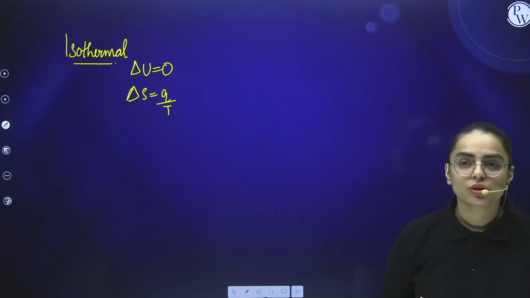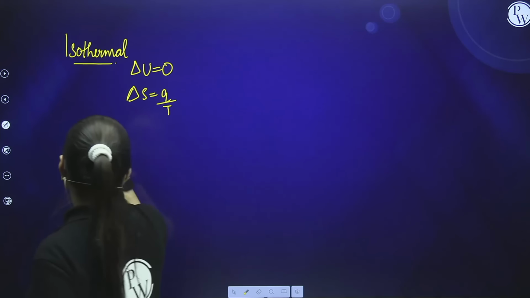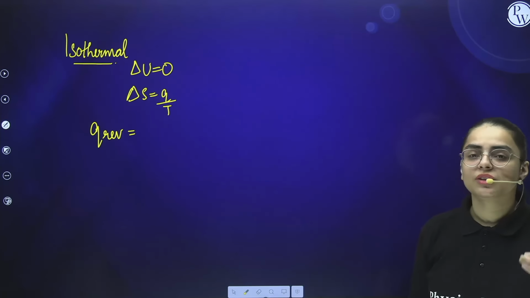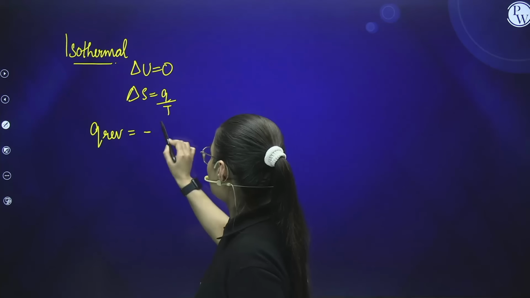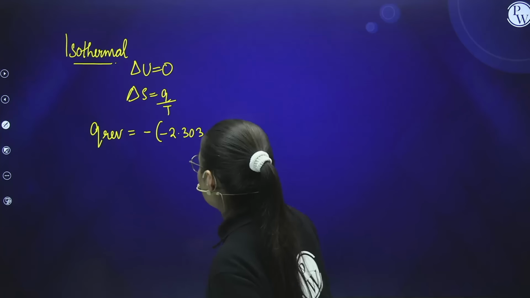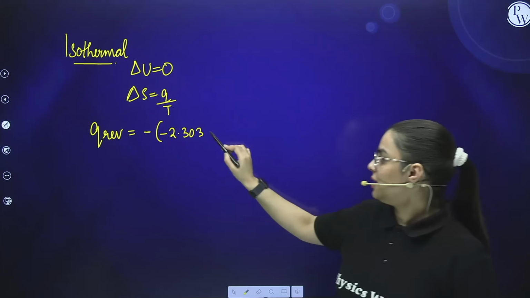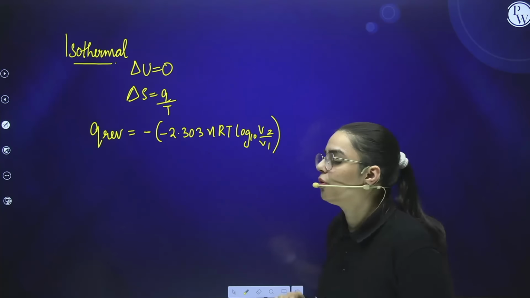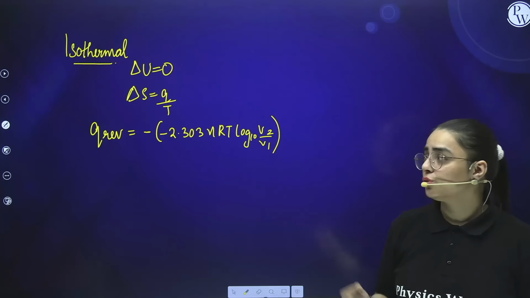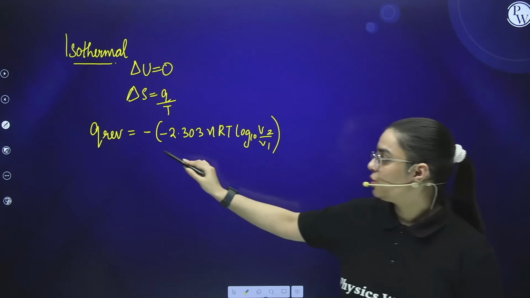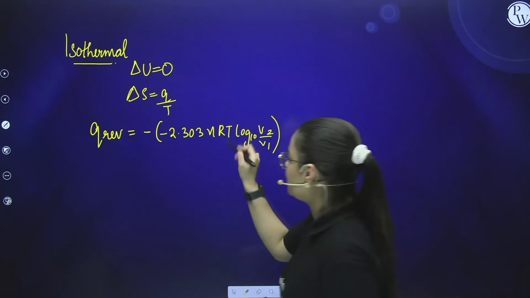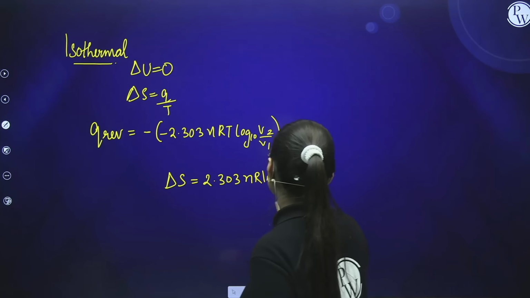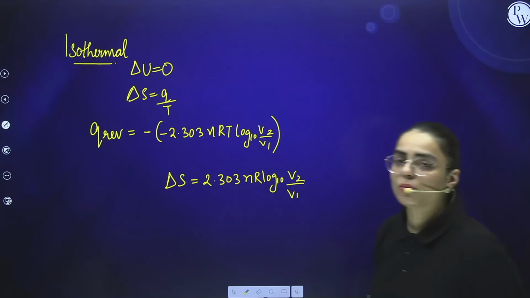Now, if I ask you to calculate Q reversible, how can you calculate it? Because temperature over here is constant, to calculate Q reversible there is a simple formula that you need to remember: negative of minus 2.303 nRT log to the base 10 V2 by V1. This we have done. This was the simplest formula. Now students, to obtain delta S, we are going to divide it by T. When we divide by T, this T will be cancelled. So delta S comes out to be 2.303 nR log to the base 10 V2 by V1. This is the formula that we obtain for delta S.